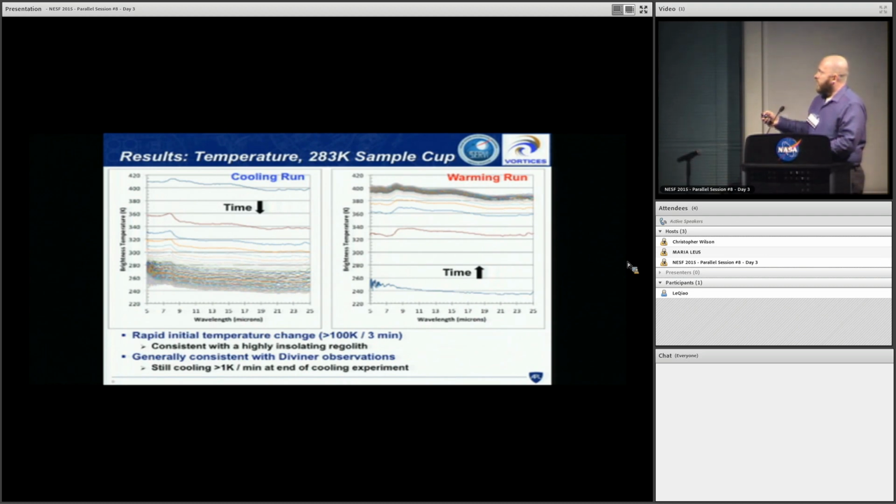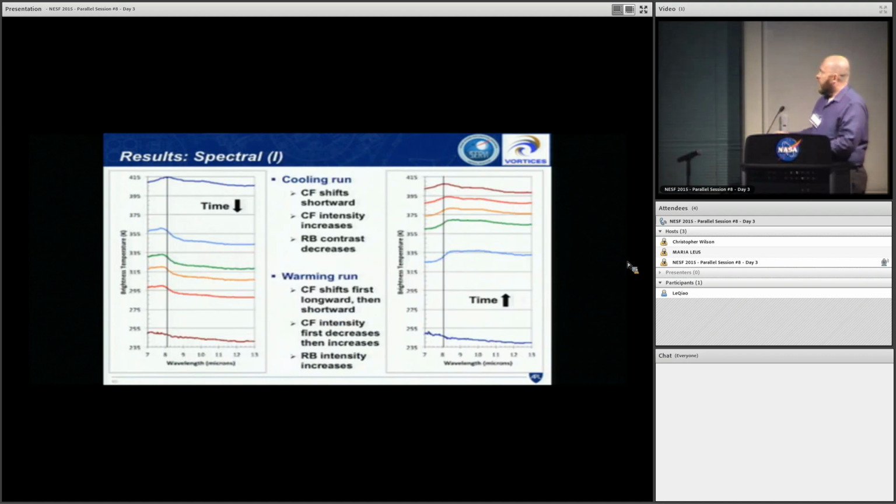You can tell that this point here is a little bit cooler than the point on the left. To take a closer look at the spectral aspects of this, there's a line here which I drew at the CF in the radiative equilibrium sample. When you're cooling off, the CF moves to shorter wavelengths, the spectral contrast increases, and this is what you would assume if the CF is emitting from the deeper, warmer interior, and the Restrahlen bands are emitting from the shallower, cooler exterior. And on the opposite, I guess we should have expected this as well, but we didn't until we saw it in the Diviner data.